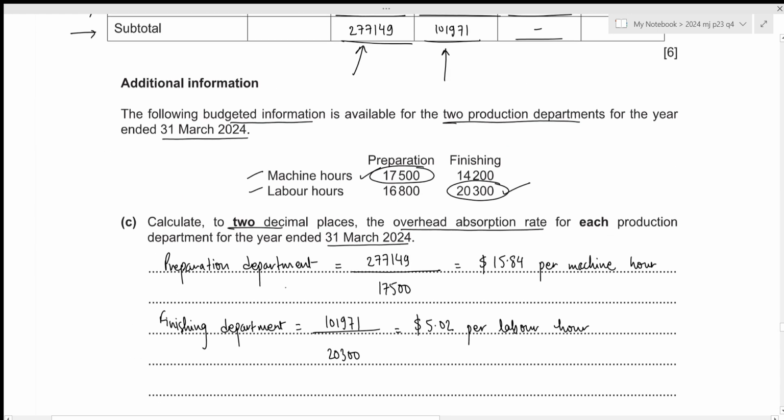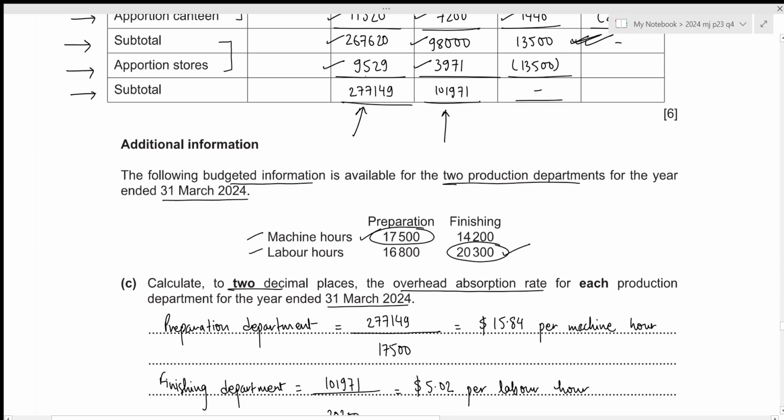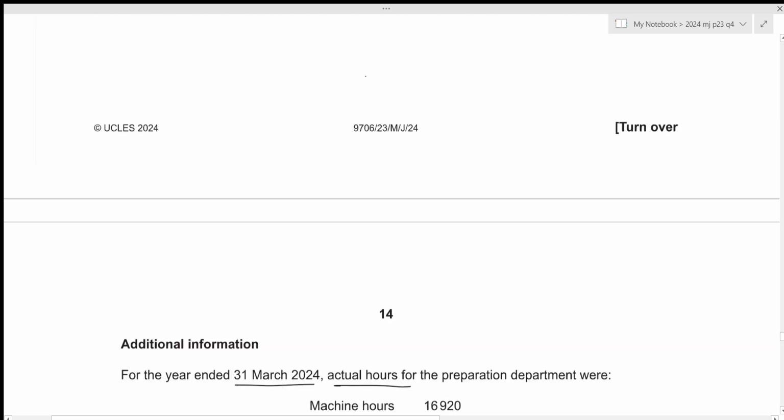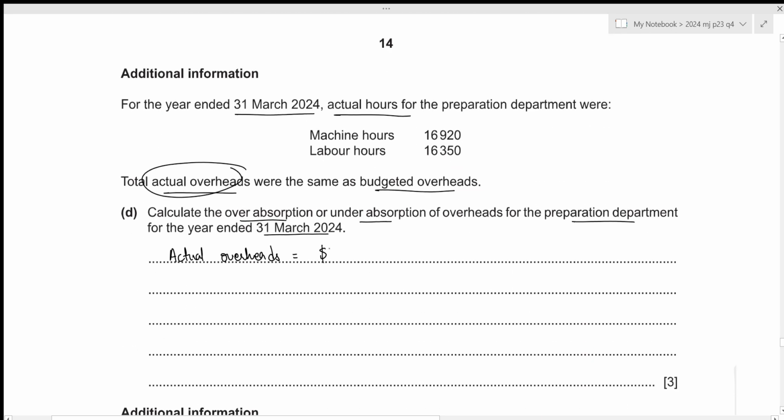So it is just going to be 277,149. Then we need to calculate the budgeted overheads. And don't get confused here. For the budgeted overheads, we can just write down the total amount that we calculated in the second part. We actually need to adjust it so that it reflects the actual hours.